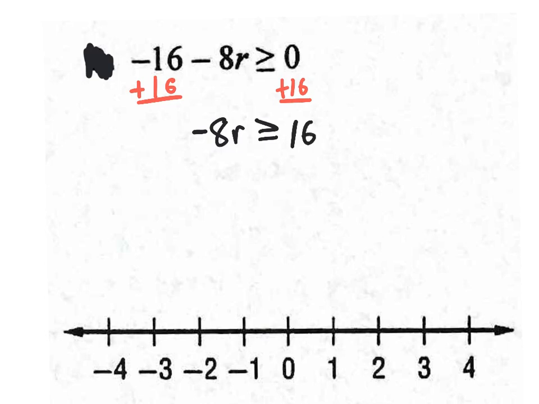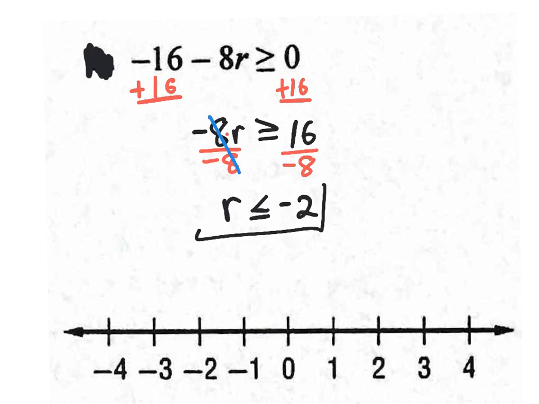What's my final step here? Divide by a negative 8. Now, whenever you hear the words divide by a negative on an inequality on your last step, you should be ringing some bells in your head, right? What do I need to do? Flip the inequality symbol. So I have a nice beautiful r, it flips to a less than or equal to, and I have negative 2 right there. That's my answer.